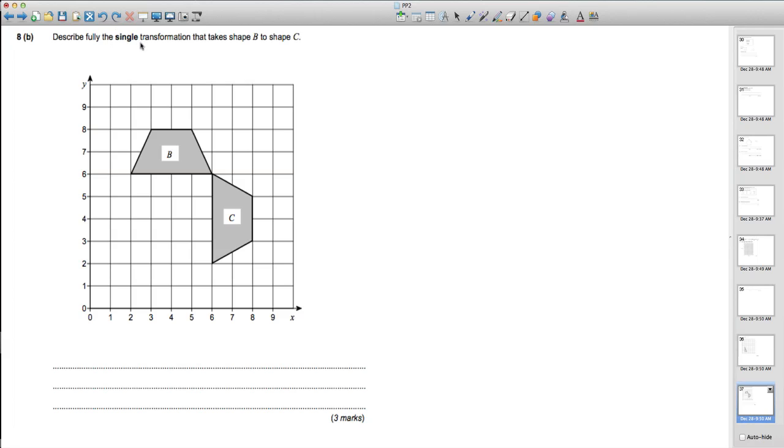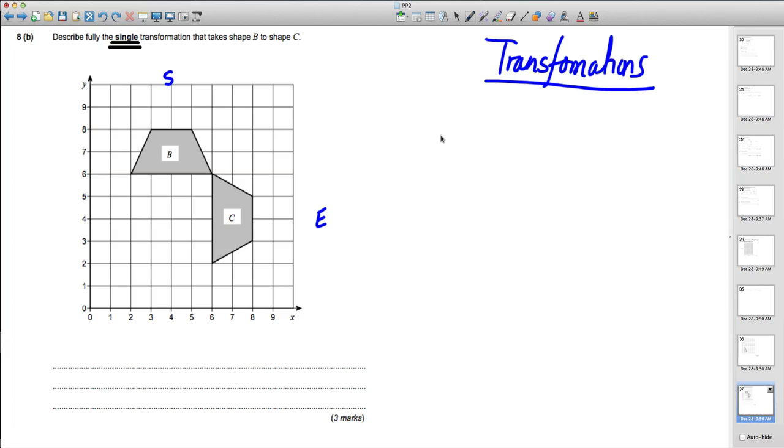Describe fully the single transformation, the one transformation that gets you from shape B to shape C. So you're going to start here and you're going to end here. How do you get there? Well, firstly, let's write down our possible transformations, just as a bit of revision. The first one is a translation. That's simply where you move a shape. So a shape like a triangle would just get moved around the page. It's not that because it's not the same way up, as it were. So it can't be that.